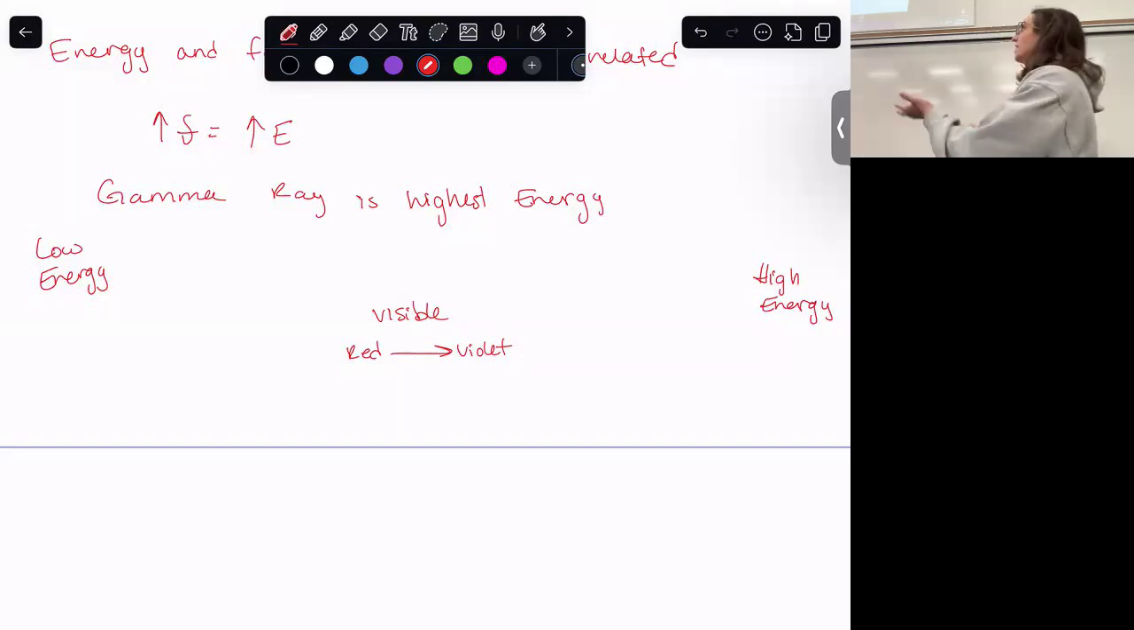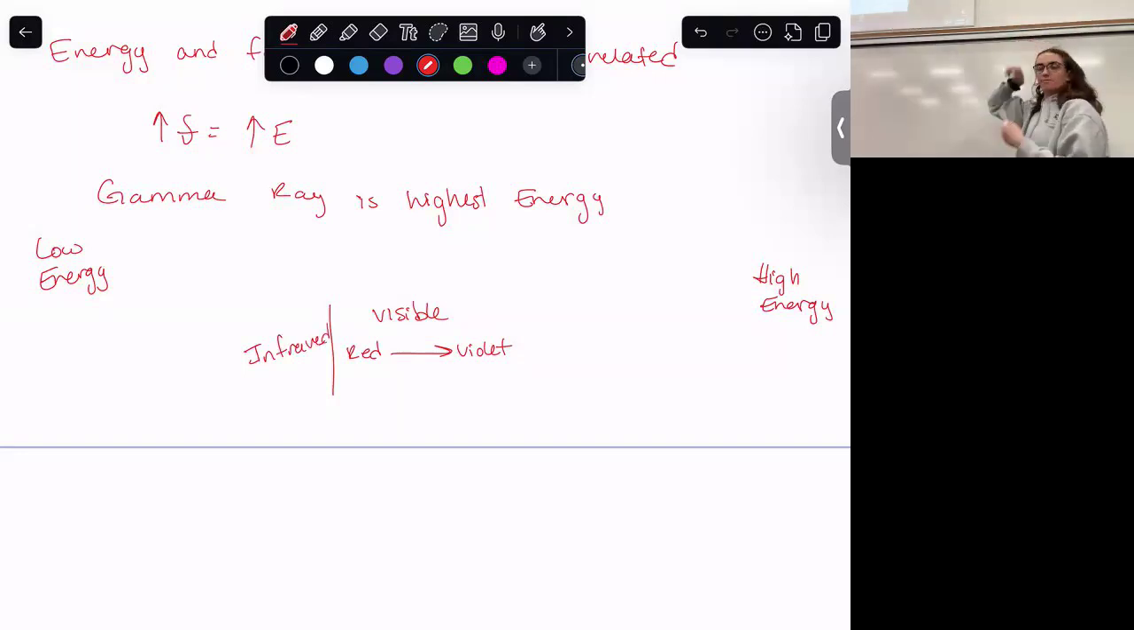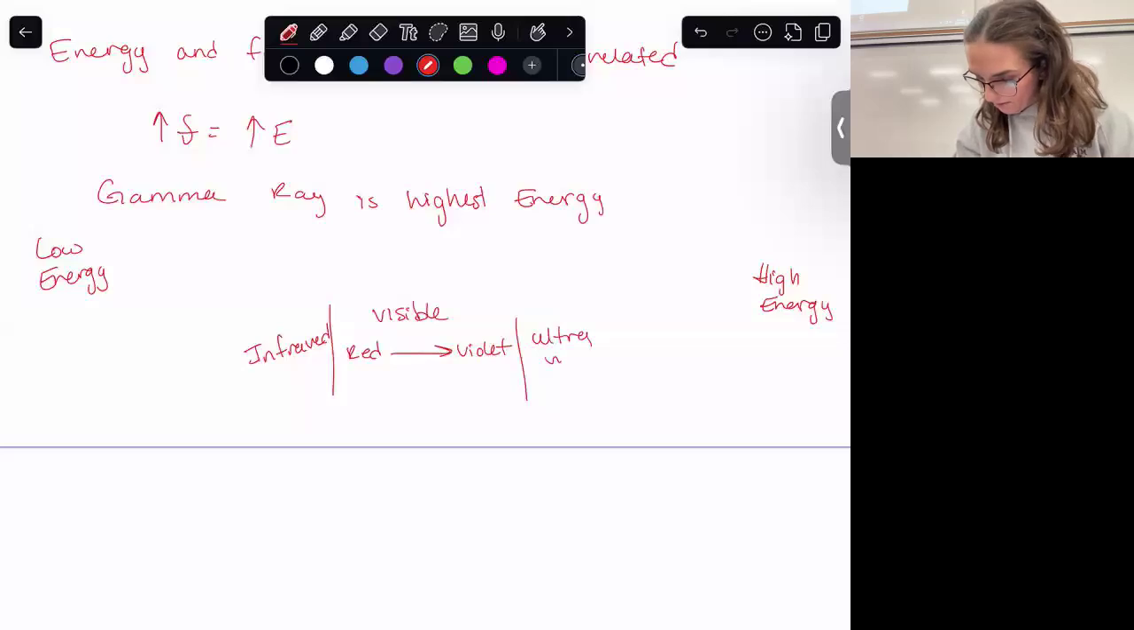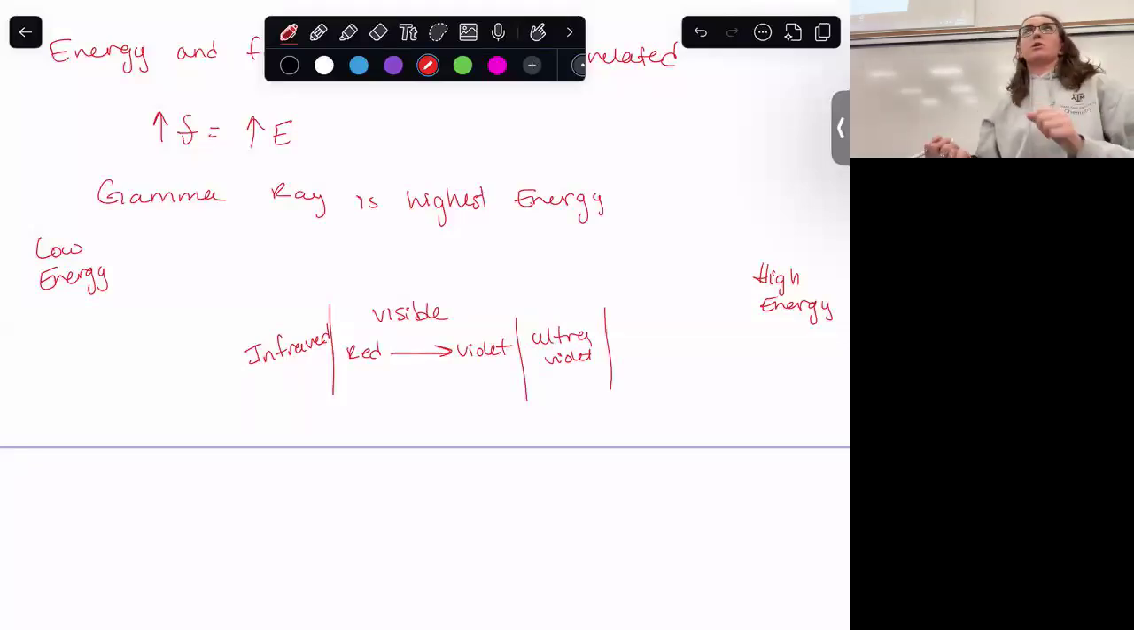Then right on the outsides of your visible light, you have your infrared and ultraviolet rays. Infrared bleeds into red, so infrared is going to go next to red, because it's red to red. And then ultraviolet will bleed into violet because you take violet and you make it ultra. You're getting higher energy, so you have to go closer to the higher energy side.